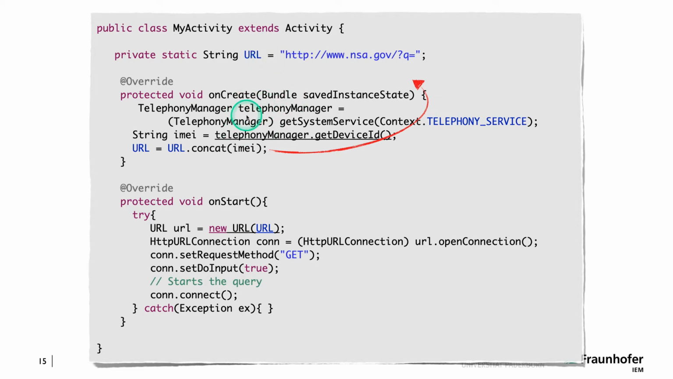And this happens in onCreate, then in onStart, because onStart will eventually follow onCreate. If this URL is then opened and actually used in a connection like you see here, this data item can be leaked, right? Because it becomes part of the URL, so essentially it becomes part of this GET request, and therefore the data is being leaked to the server. And that's exactly what we want to detect, right?